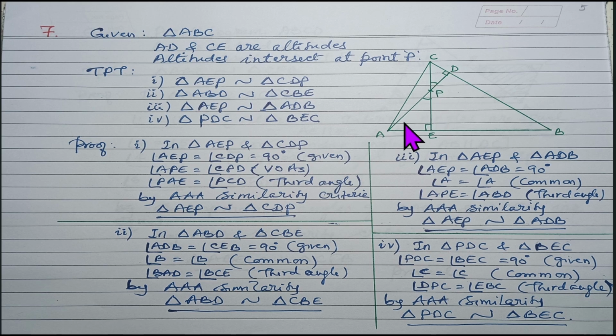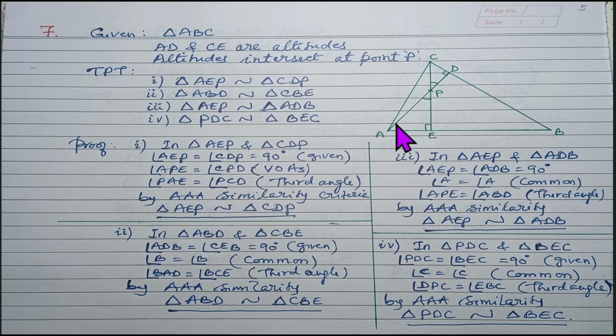And the third angle automatically, that is PAE and PCD, are equal because of the third angle. So the three angles of triangle AEP and triangle CDP are correspondingly equal. Therefore these two triangles are similar, and that is the proof of the first example.